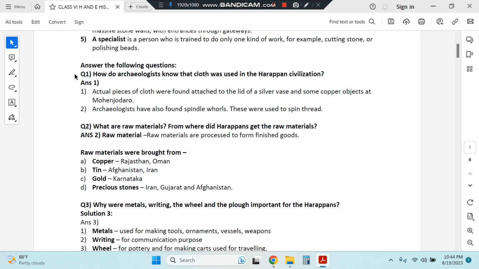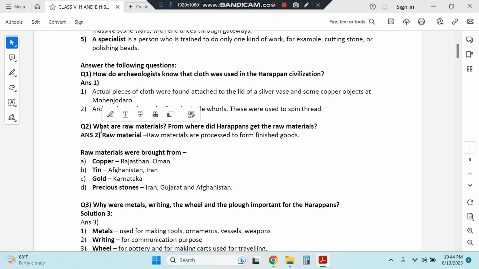How do archaeologists know that cloth was used in Harappan civilization? Actual pieces of cloth were found attached to the lid of a silver vase. So archaeologists found a silver vase and some common objects, and they found a cloth piece was attached to it. Then they also found some spindle whorls, which are used to spin the yarn. That is why they were able to find out that cloth was used during Harappan civilization.